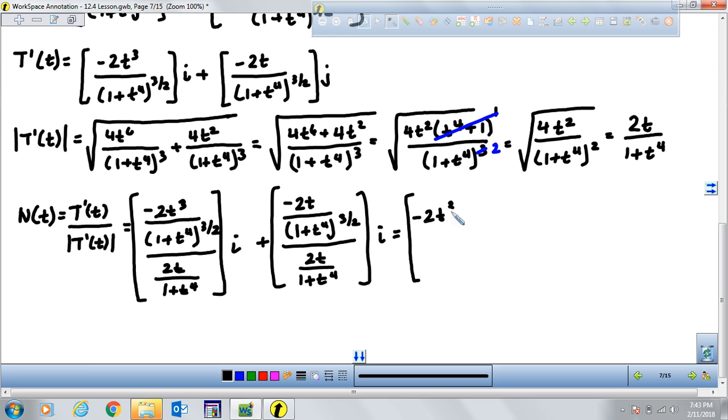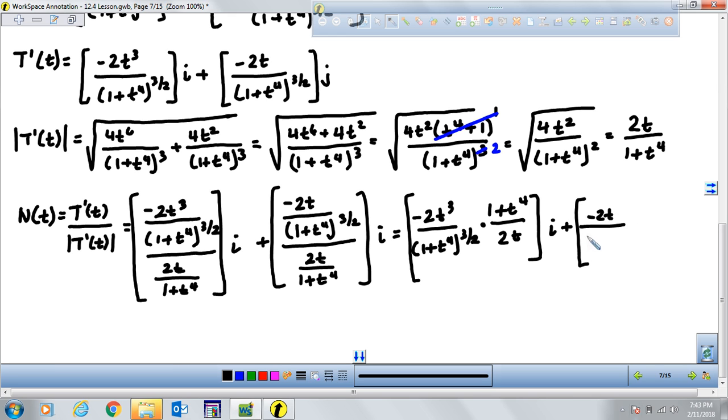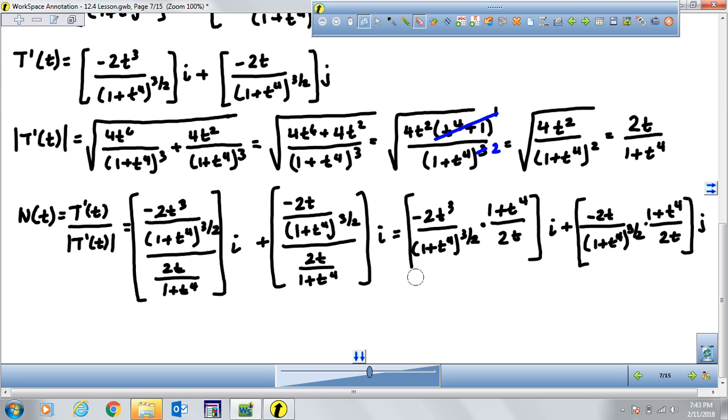Negative 2t to the third over 1 plus t to the fourth raised to the 3/2 times the reciprocal of the bottom, which is 1 plus t to the fourth over 2t. That's the i component. Plus, and now for the j component, it would be negative 2t over 1 plus t to the fourth raised to the 3/2 times 1 plus t to the fourth divided by 2t. And that's the j component. Okay. Now, let's reduce this.